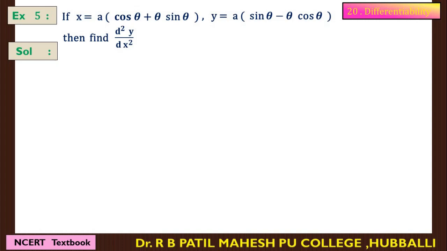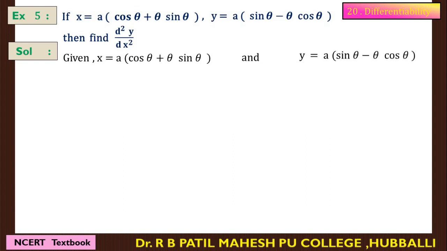So now it's a continuation. First, find out the dy by dx function. For that, take the functions as they are: x equals a cos theta plus theta sin theta, and y equals a into sin theta minus theta cos theta. Here x is a function of theta, y is also a function of theta, so differentiate with respect to the theta variable.